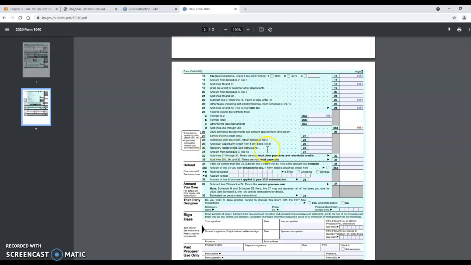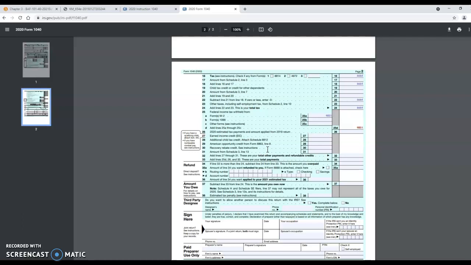And line 30 is the recovery rebate credit. This is where if you didn't get all of your stimulus check money, then whatever part you didn't get of it, you would put here, and now you would get it as part of your tax return refund. So for Thomas, being single with no dependents, he should have gotten $1,200 back in the spring of 2020. Then he would have gotten $600 in December of 2020 or January of 2021.